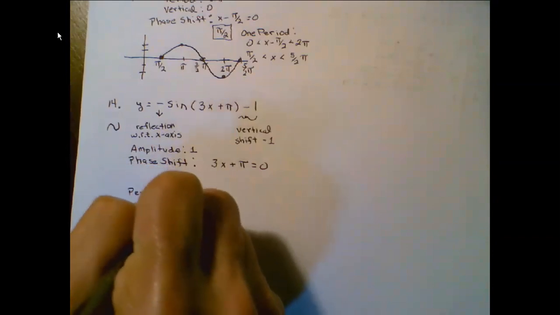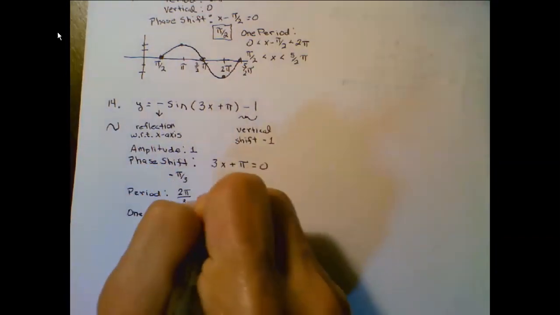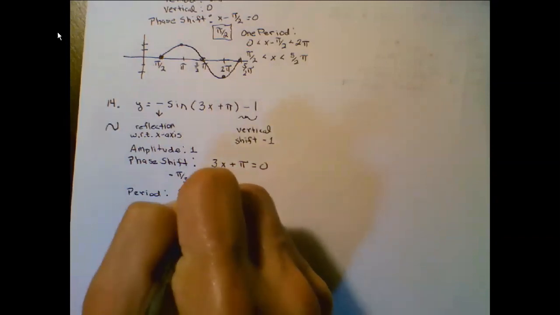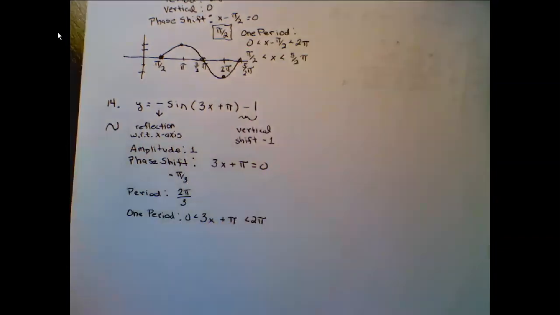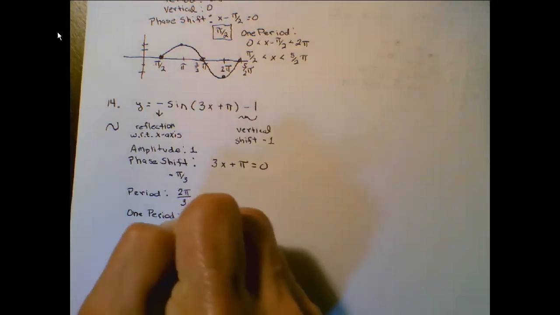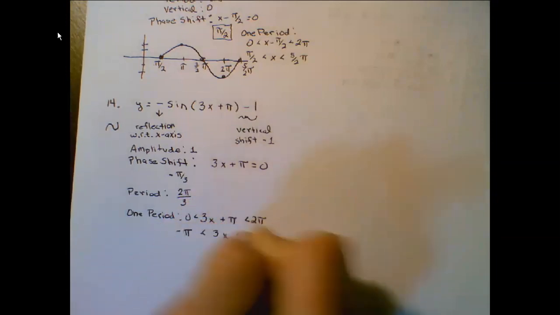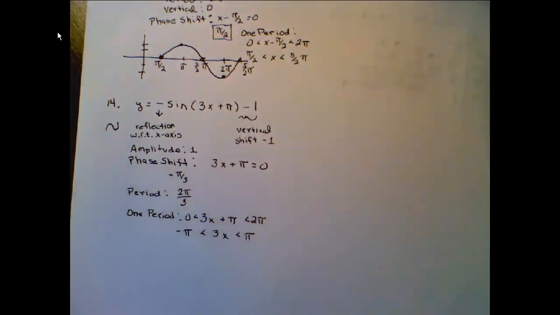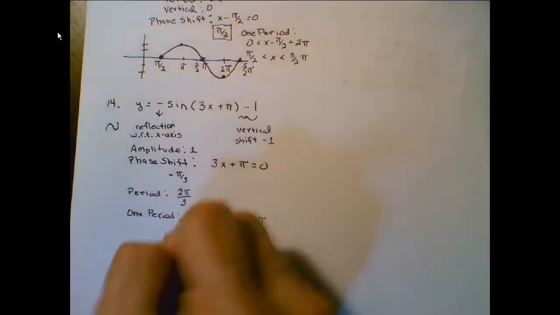But if you were doing this on paper, you would say 1 period of the graph, actually the endpoints of 1 period, are found by setting the argument between the normal endpoints for 1 period of sine, and you'd solve that inequality. You would subtract pi from all 3 sides, and you would divide all 3 sides by 3.